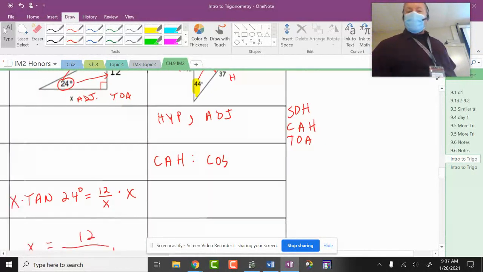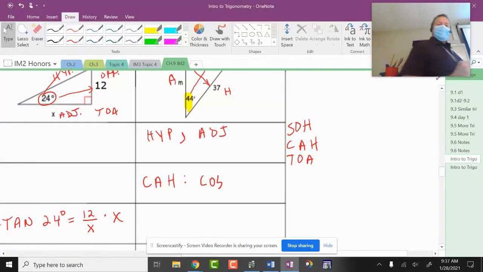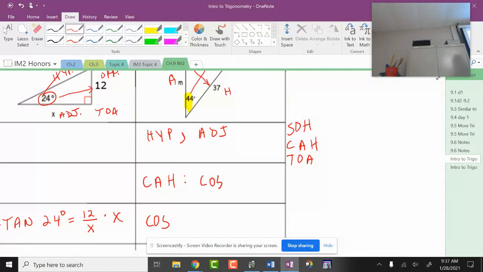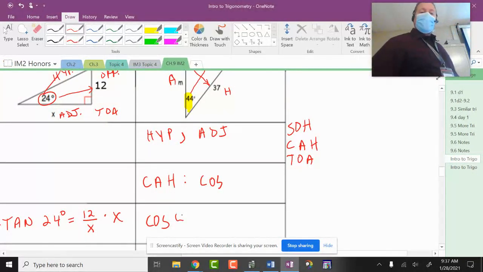Next thing is, Ryan, what's the setup? So I got cosine. How do I set this up? Okay, this is what your job was like when we were watching the video, like where the parts go. So cosine, what do we always cosine? Not the x. Okay, there is no x in there anyway. There's an m. You always cosine the angle. So cosine of 44, and then what does that equal?